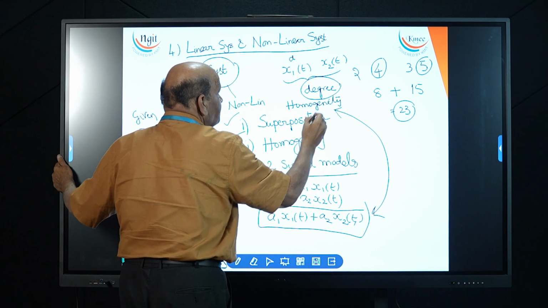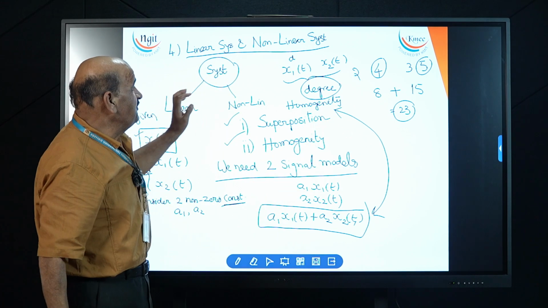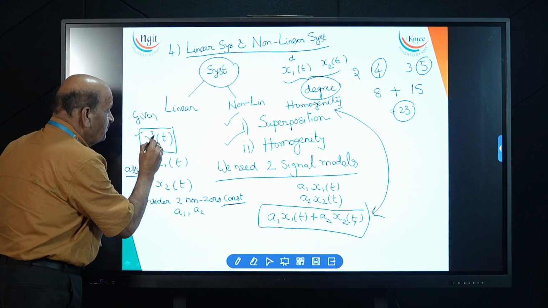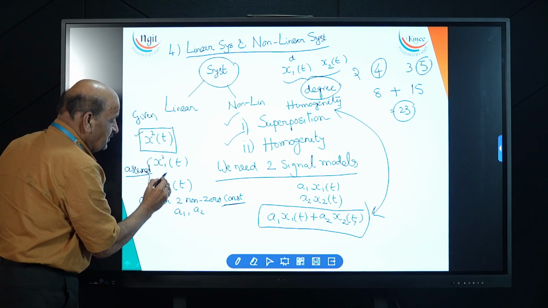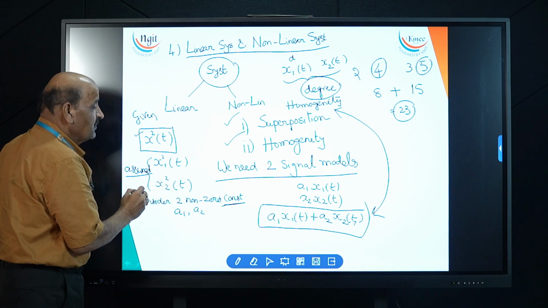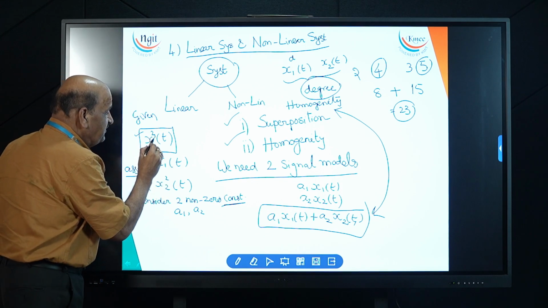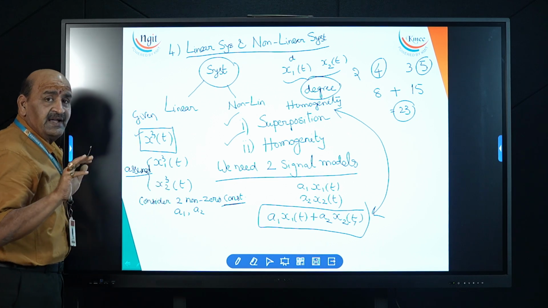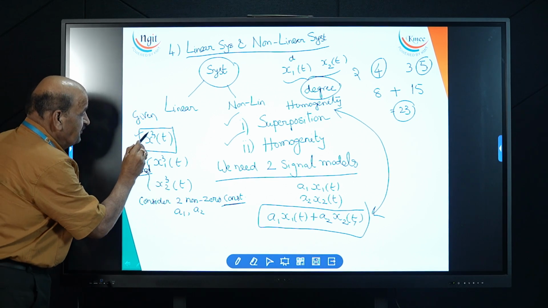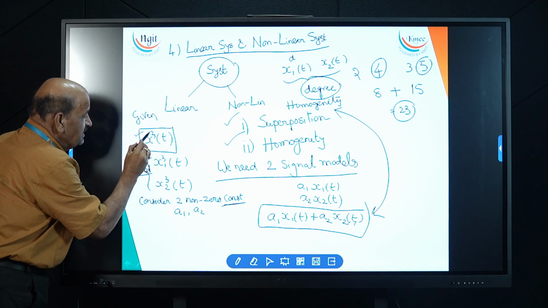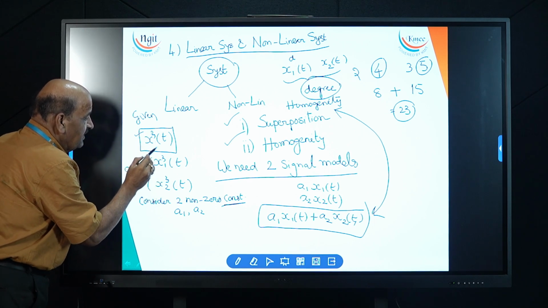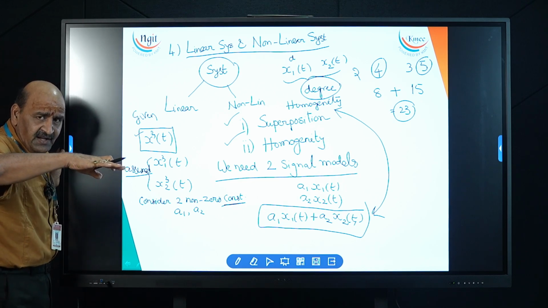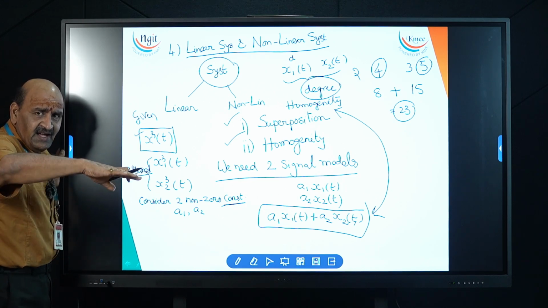For example, the given signal x of t is degree 1, degree 2. This is also degree 2. This is also degree 2. For example, this is of degree 3, this is of degree 3, this is of degree 3. You can't change the degree. Whether it is 3, 3, 3, or 2, 2, 2, or 1, 1, 1, that is called homogeneity, having the same degree. All the signals are having the same degree.